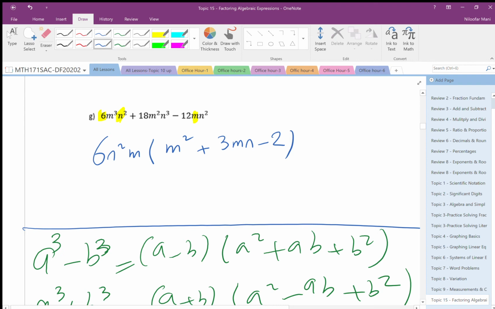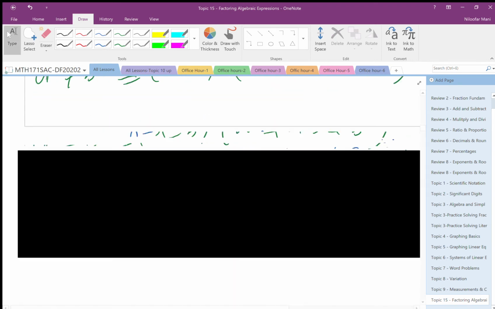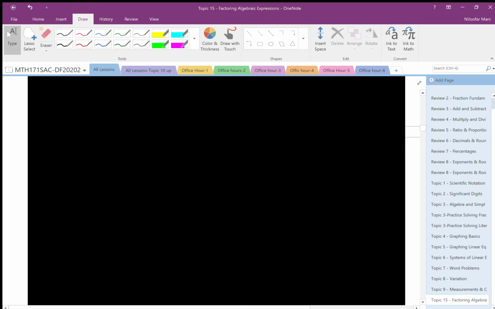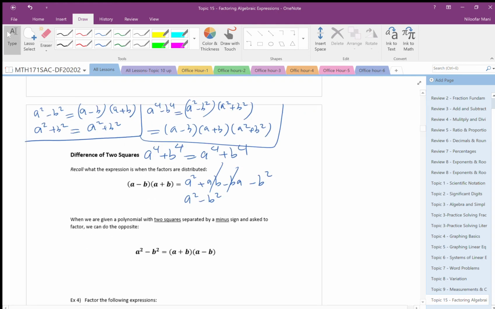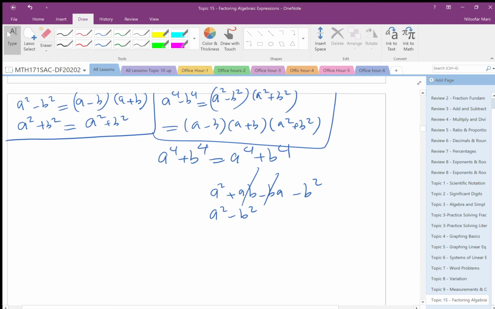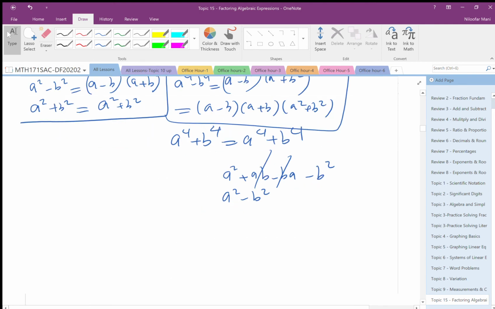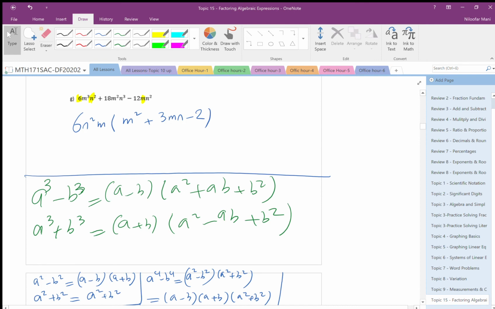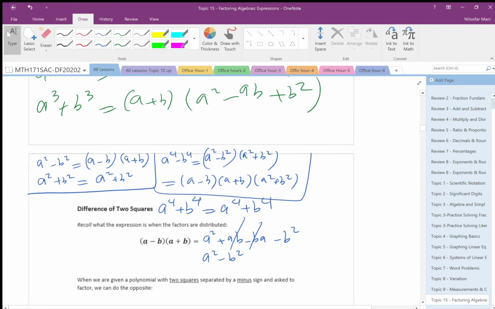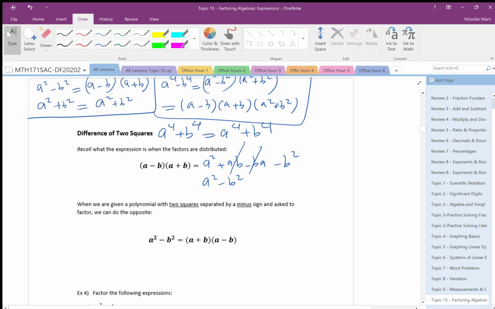Okay, so now I can go to the next step, which is difference of two squares. Oops, I'm not sure why it's so crazy. Okay, so hopefully you can see this. So here, yes, so let me just have this.